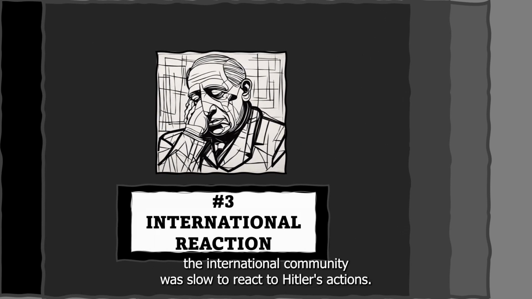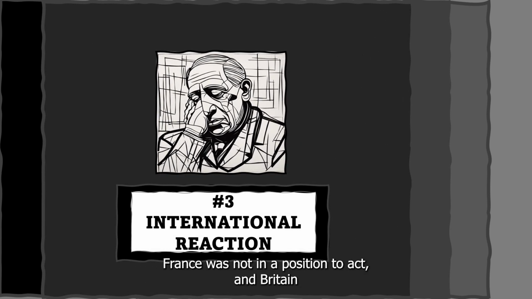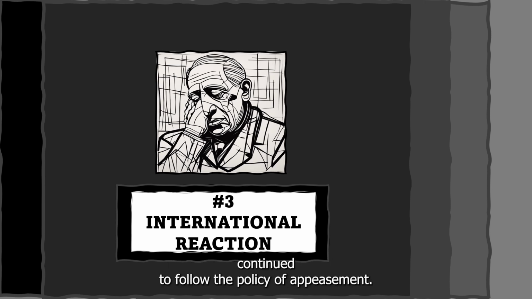Once again, the international community was slow to react to Hitler's actions. France was not in a position to act, and Britain continued to follow the policy of appeasement. This meant Hitler felt ever more confident and turned his sights to Czechoslovakia as his next target.